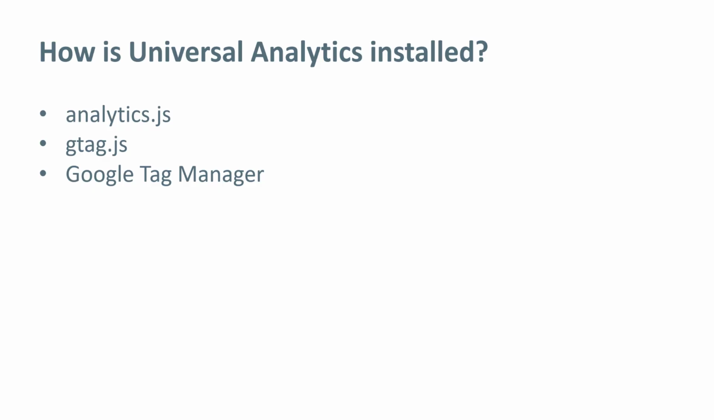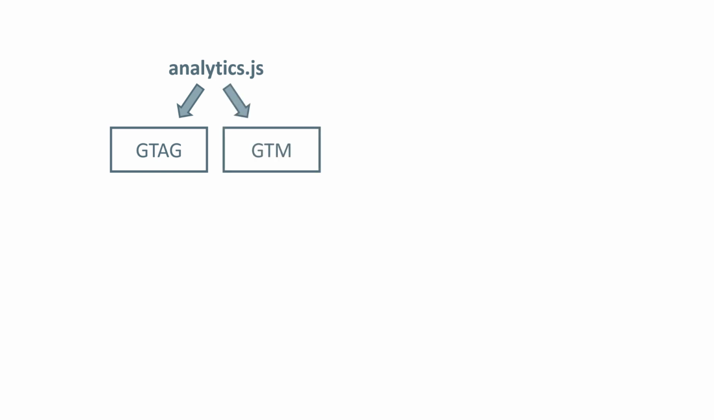So let's take a look at what kind of migration options you have if your Universal Analytics is installed with one of these three options. If you're dealing with analytics.js, your main options are to switch to gtag, which means that your developer will have to implement the new tracking code, or you can migrate to Google Tag Manager, which means that your developer will have to install Google Tag Manager code, and then you will configure a new Google Analytics 4 property in it.